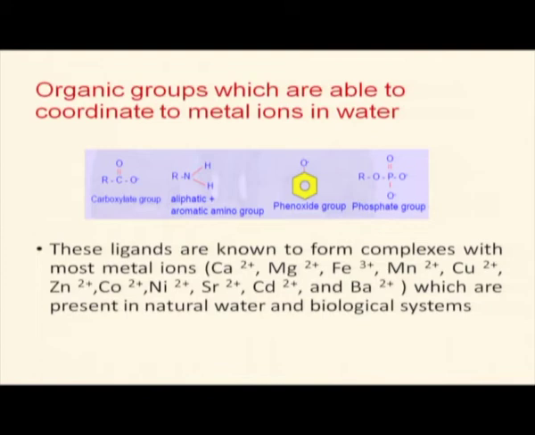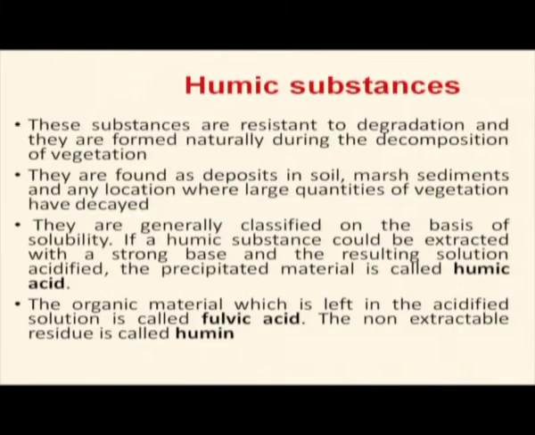All these compounds usually contain different functional groups, commonly organic carboxylic acids containing COOH, and aromatic amino groups are possible, phenoxide OH groups are possible, and organophosphate groups are also possible. All of these are very useful in complex formation with most metal ions like calcium, magnesium, iron, manganese, copper, zinc, cobalt, nickel, strontium, as well as toxic elements like cadmium, barium, etc., which are all present in natural water. This is also very important for biological systems, because some of these are biologically relevant also.